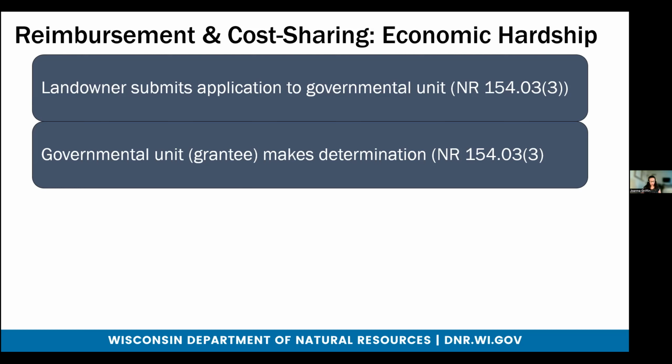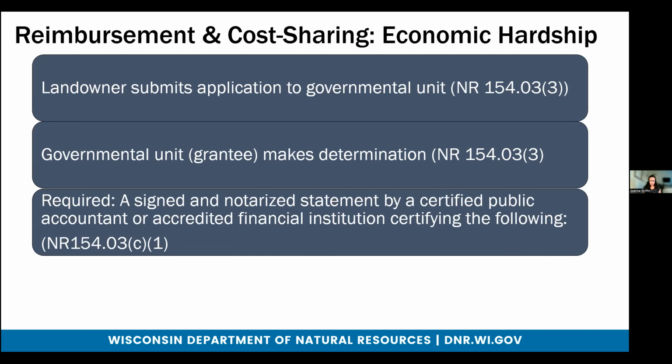NR 154 provides the information that must be included in the application from the landowner to the grantee in order to evaluate whether economic hardship exists. Either a CPA or an accredited financial institution must certify that the landowner is unable to make the 30% cost share contribution, which is normally required, but is able to make the 10% cost share contribution. And a link to NR 154 is found on the TRM grant website.